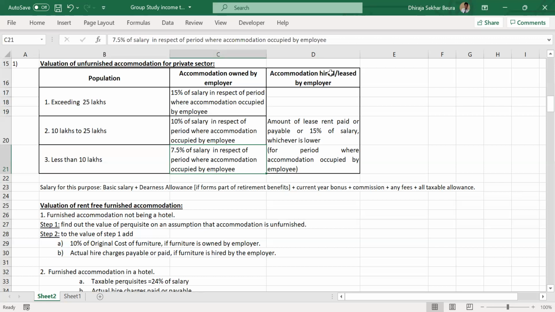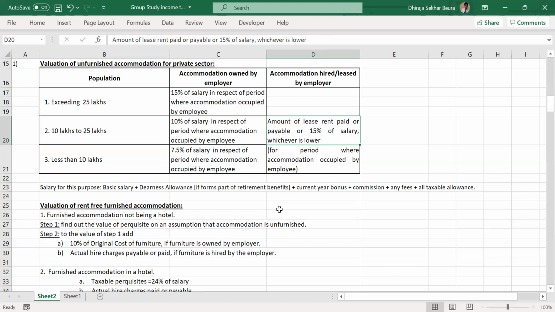Now, if it is leased accommodation, then the taxable amount is the lease rent paid or payable, or 15% of the salary, whichever is lower. That means whatever rent is paid for that particular place, or 15% of the salary paid to the employee, whichever is lower, that will be your taxable value. Tell me if you are not able to understand the language of it.